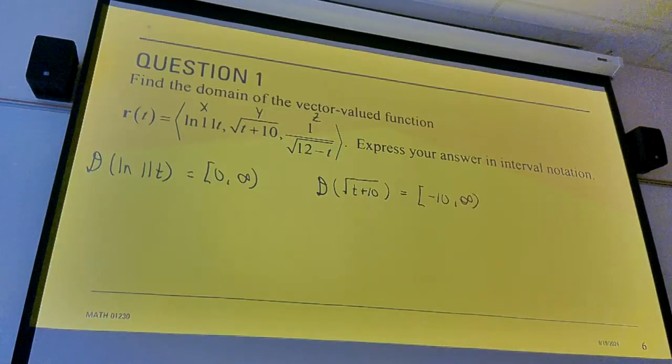For the domain of x, why does 0 have a hard bracket? That means that you can use that one. You can't do that with 0, can you? No.